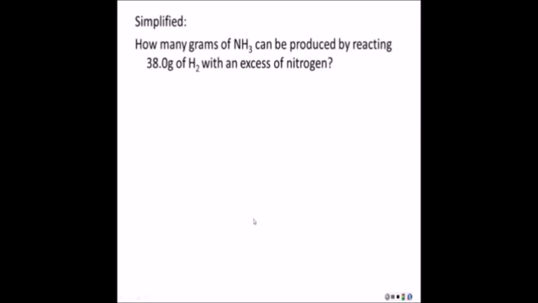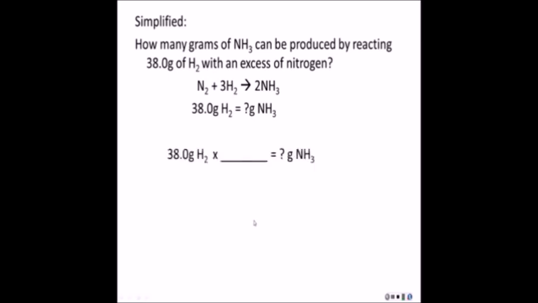Simplified, what would the question look like? Here's the equation. Here's the same question again. I just note that one conversion factor. So for grams of H2, I'm going to have 3 times the molar mass. That'll go down here. For grams of ammonia, 2 times the molar mass. That'll go right here. There we go. See how the grams will cancel?